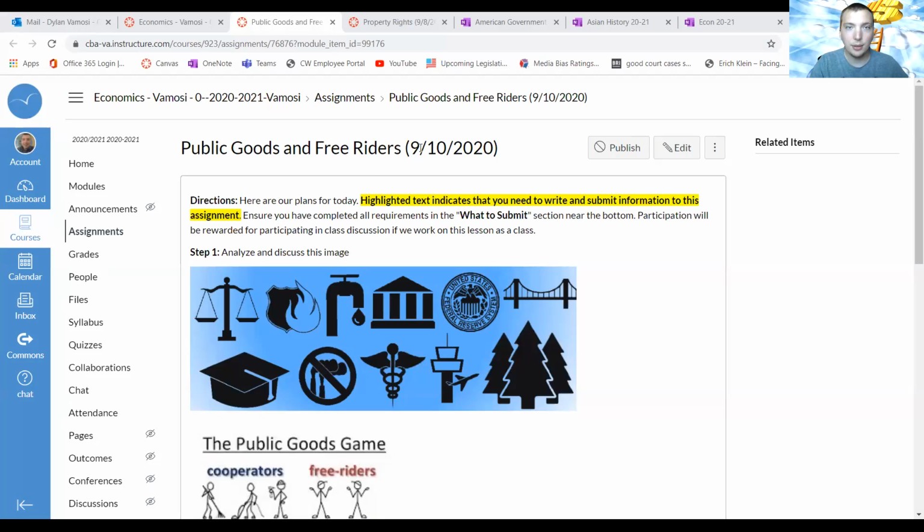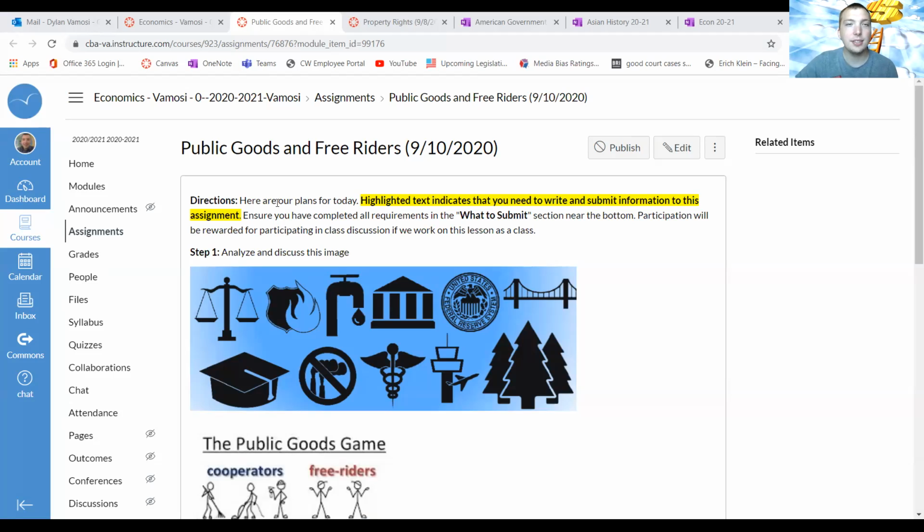Today we're going to be talking about public goods and free riders, and what is commonly known as the free rider problem. So without further ado, let us get into our lesson today, which is called Public Goods and Free Riders. And that'll be for 9/10/2020.